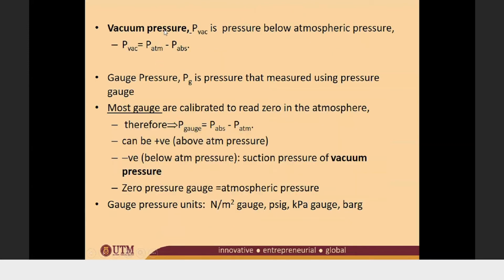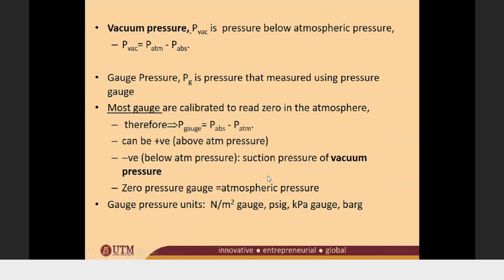The vacuum pressure is P atm minus P absolute. Okay, the gauge pressure is P absolute minus P atm. Gauge pressure can be negative and can be positive. So if the gauge pressure is negative, then the pressure is actually lower than P atm.